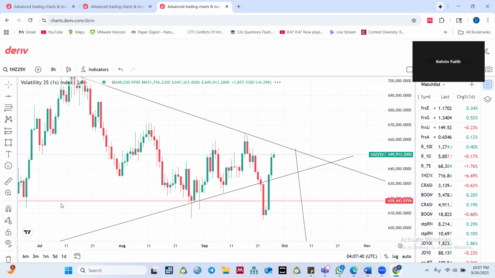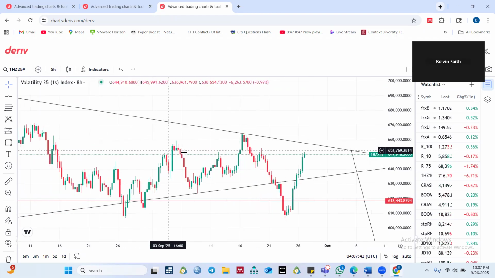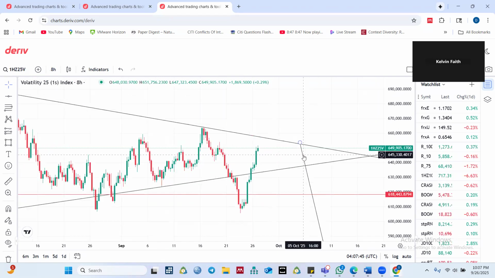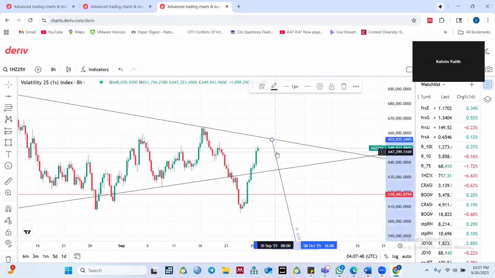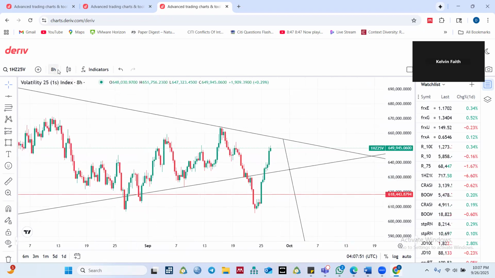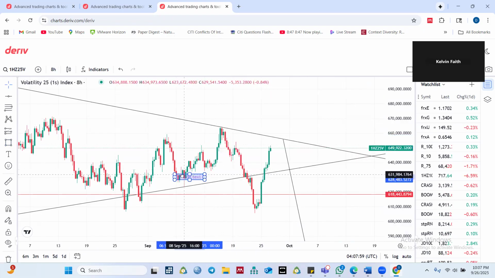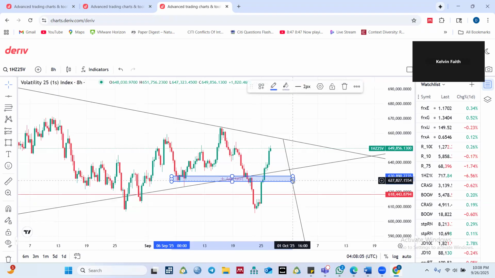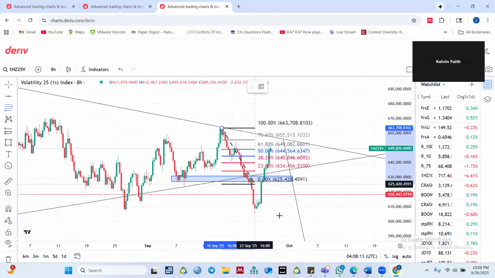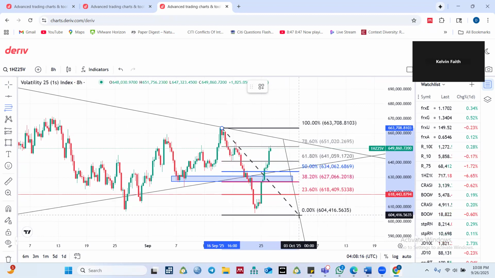So let's go to the 8-hour and see what is happening. What about 4-hour? Okay, 8-hour time frame. We have a high here, then we have a low here, and we have a break of structure. With a break of structure like this, we expect a pullback into premium, which we are already seeing.